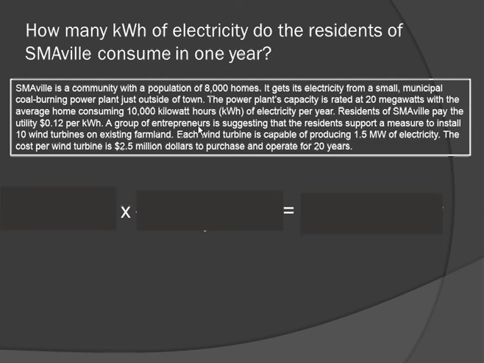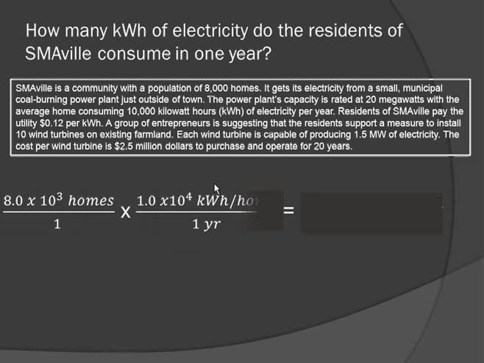So things that you already know, in order to find out what the residents of Smallville consume in 1 year, are that there are 8,000 homes and that the average home consumes 10,000 kilowatt hours of electricity per year. So we just set up our values and we start with our 8,000 homes, which is the same as 8 times 10 to the third homes over 1. And we find out our kilowatt hours per home is right up here, 10,000 kilowatt hours, which gives us 8 times 10 to the 7th kilowatt hours per year.